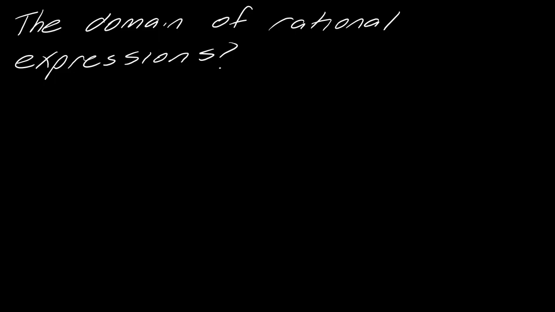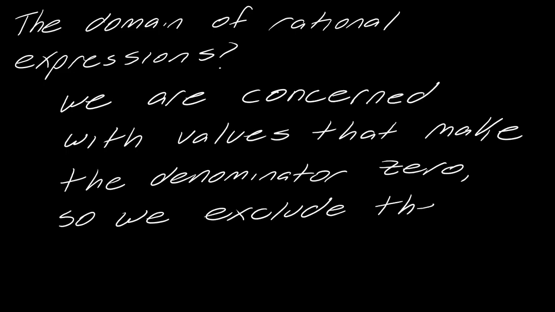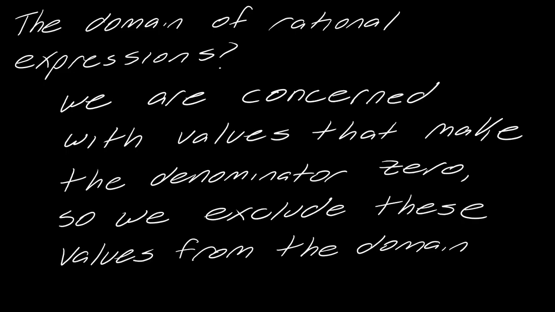So what are we concerned with for the domain of the rational expressions? We are concerned with values that make the denominator 0, and so what we want to do is exclude these values from the domain. Now the way that we do this is using what's known as interval notation, which sometimes people know or maybe they forgot. So I want to take a second to give you a little lesson on what interval notation is.